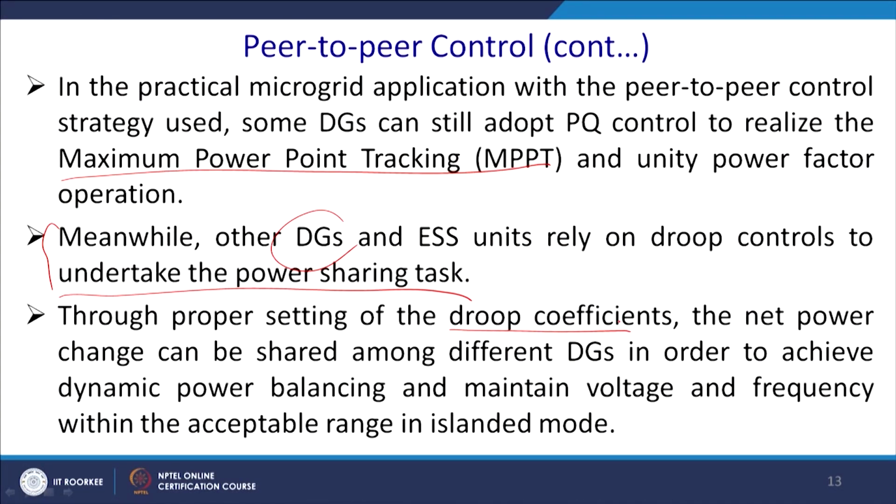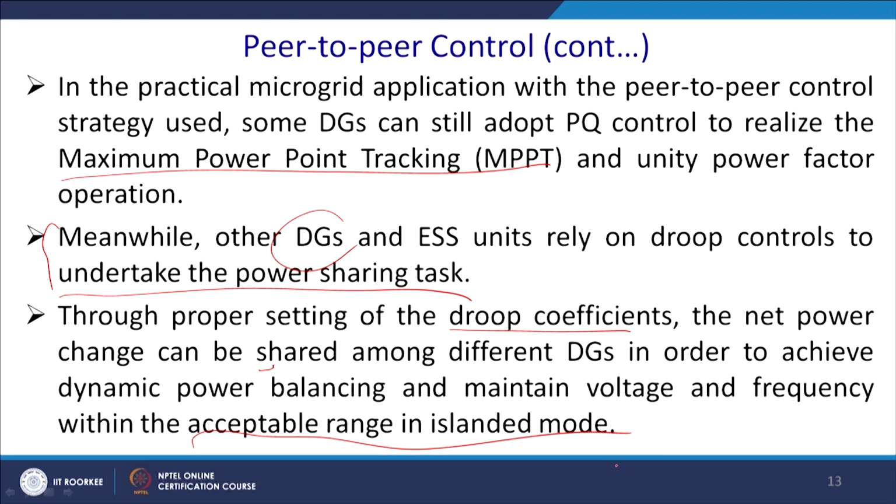Instead of the frequency and voltage, you will have the voltage only, DC voltage. Through proper setting of the droop coefficients, the net power can be shared among the different DGs in order to achieve the dynamic power balancing and maintain the voltage and the frequency within the acceptable range in the islanding mode. This is another flexibility of this peer-to-peer control.